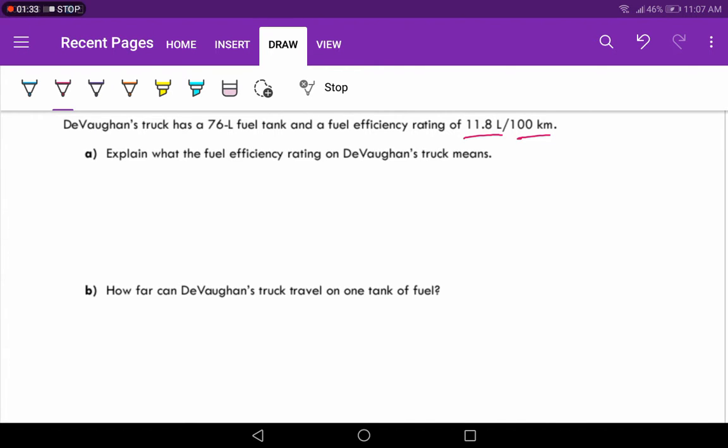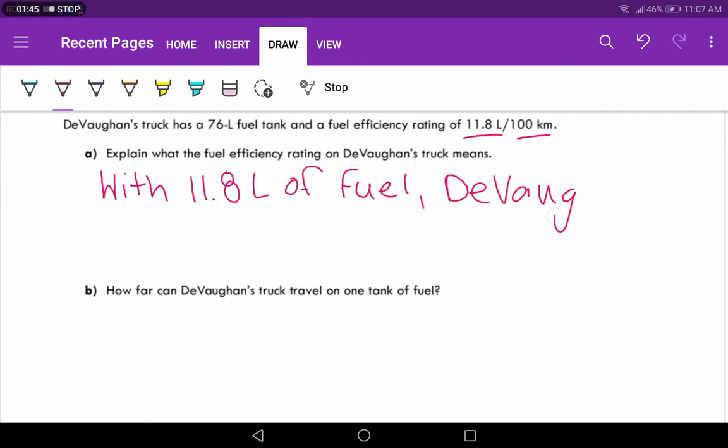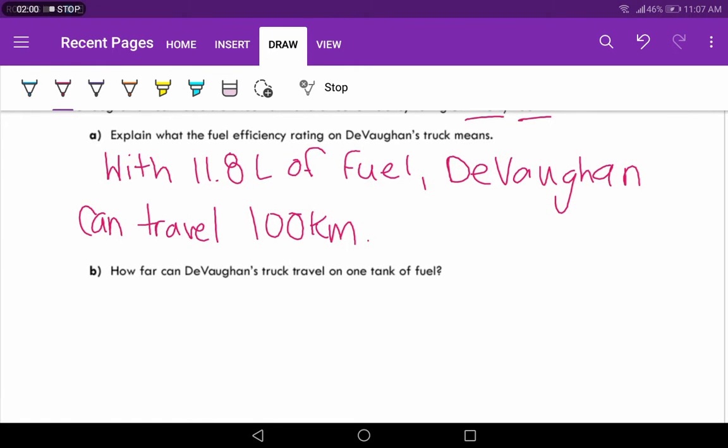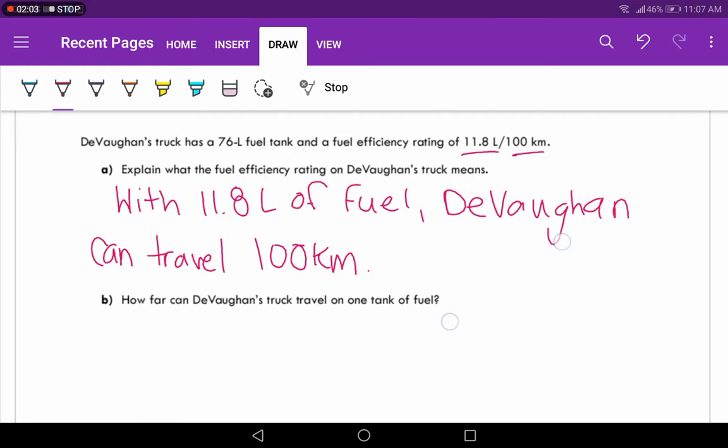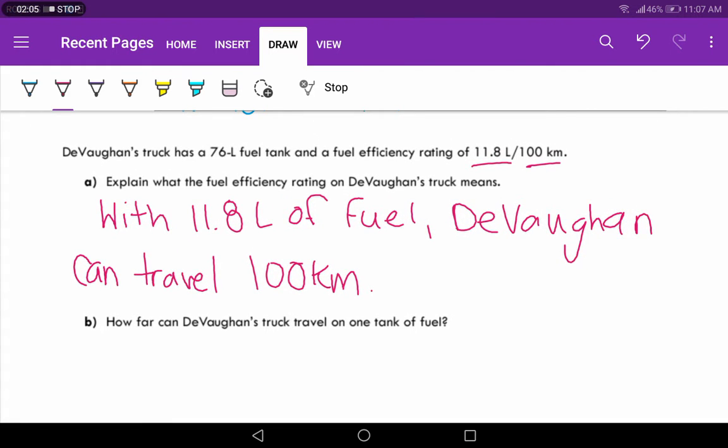So what this actually means is that with 11.8 liters of fuel, Devon can travel 100 kilometers. Okay, so if he has 11.8 liters, he's going to be able to go 100 kilometers. Okay, and that is not always going to be the same, right? Because, like I said, fuel efficiency varies depending on the type of vehicle that you have.